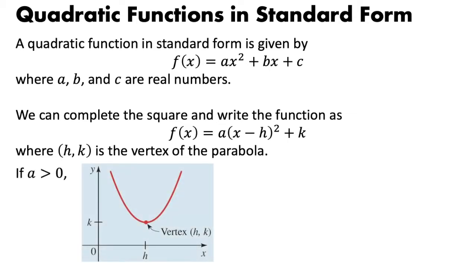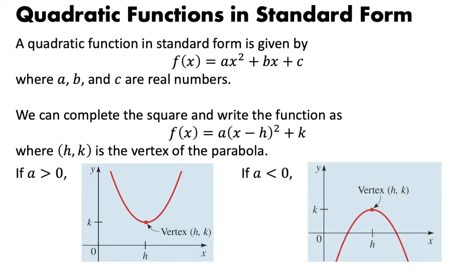If a is greater than 0, in other words, a is positive, the parabola opens upward, and if a is negative, the parabola opens downward.